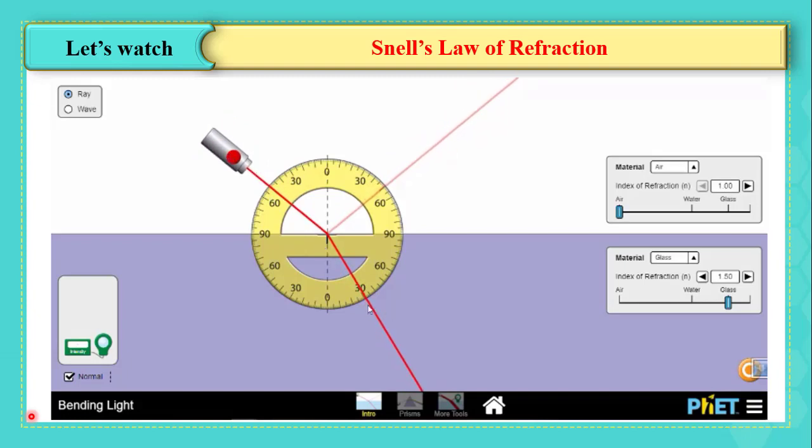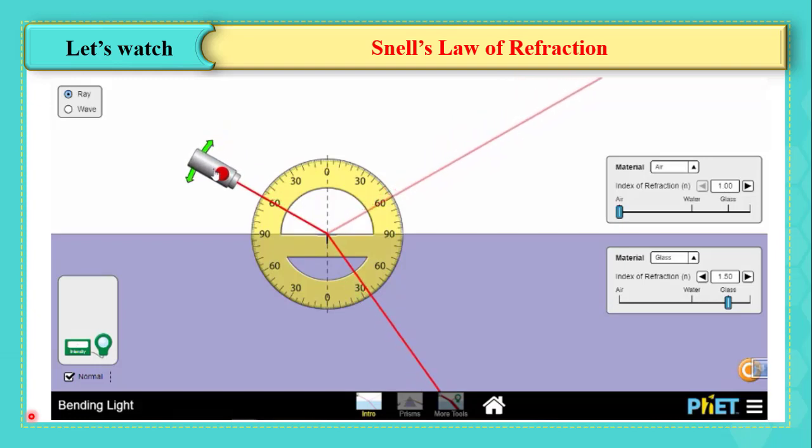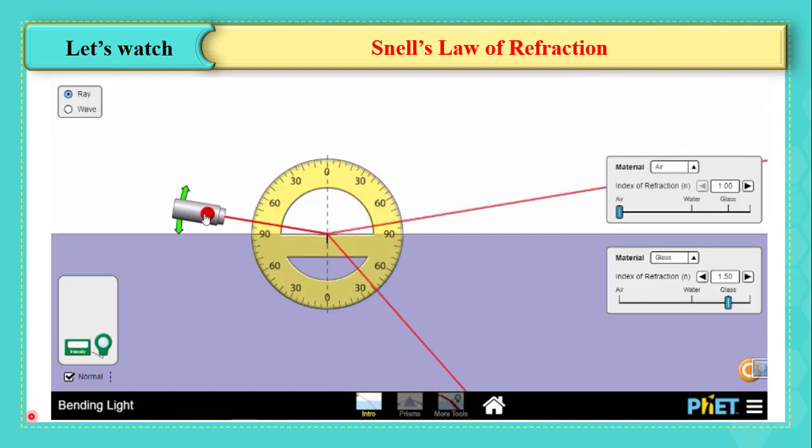But in this case, where light propagates from less to more refractive medium, we can clearly notice that regardless of the increase in the angle of incidence, even when it is almost close to 90, refraction of light always takes place, and each refracted ray bends toward the normal, where the angle of refraction is always smaller than the angle of incidence.